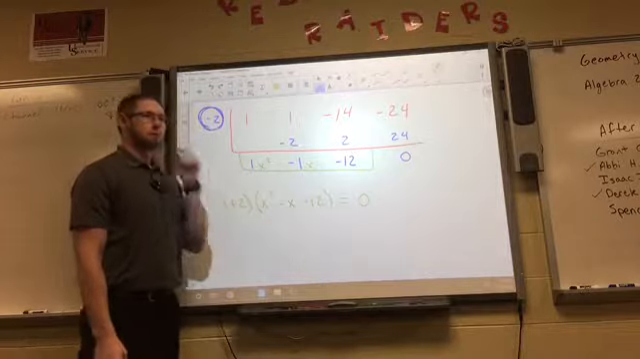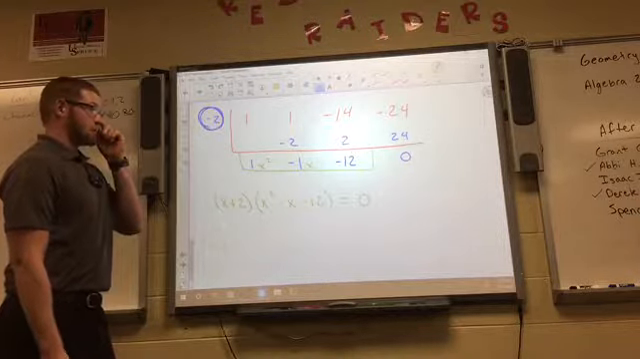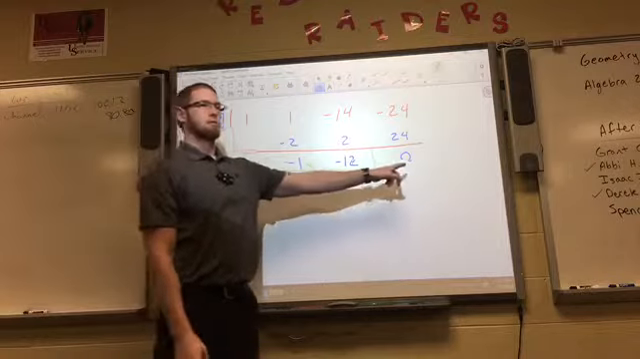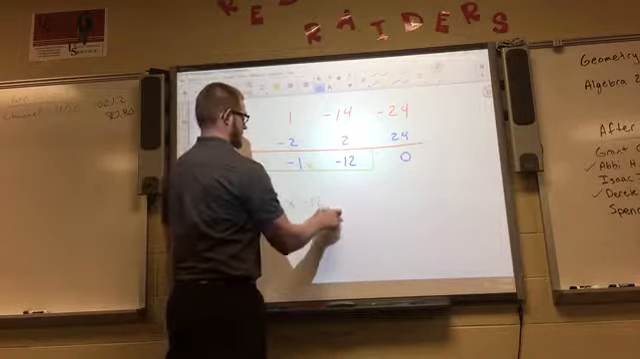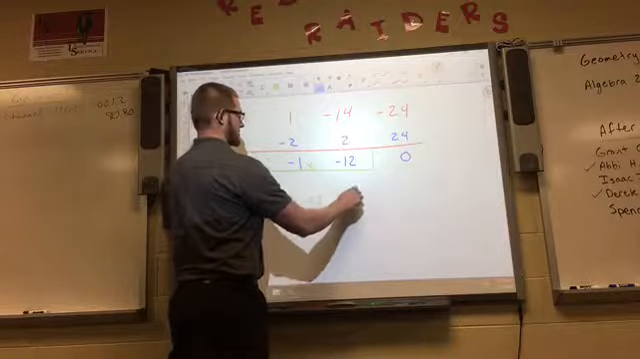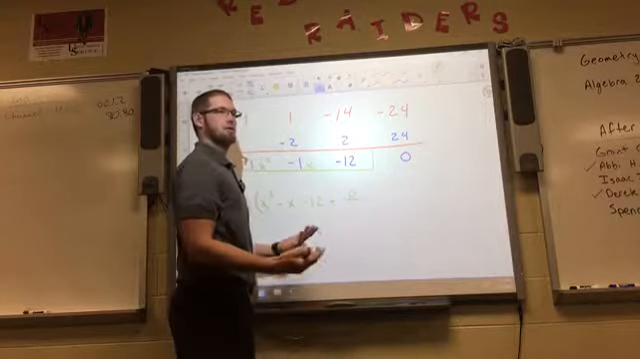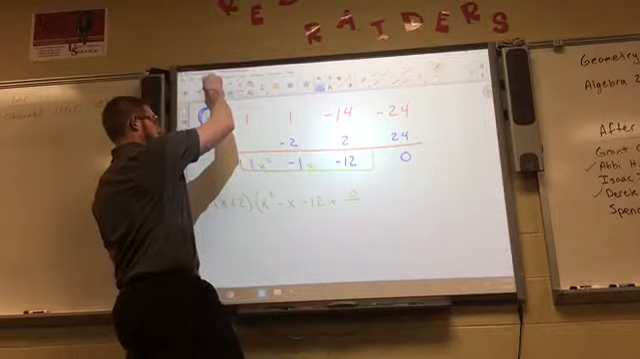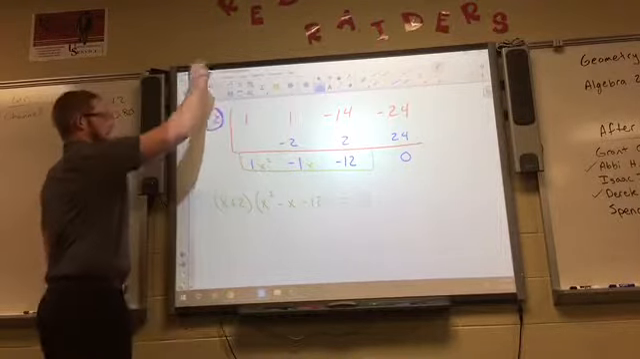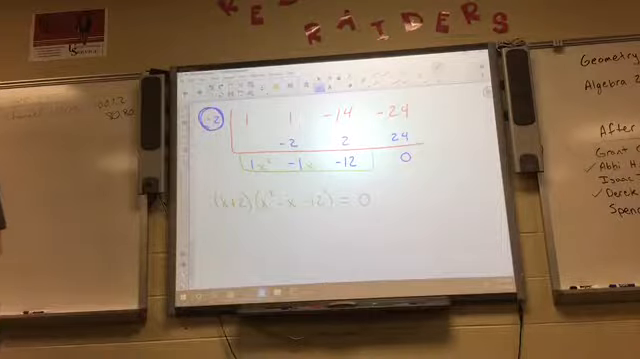Yes, Peyton? So we're just not doing anything with the 0 on the end? Well, the 0 is your remainder. Remember, there is no remainder. Well, you could, but if you're putting 0 over something, it's just nothing, right? But if it was a number? Then it's not a factor anyway, so you shouldn't be using it.